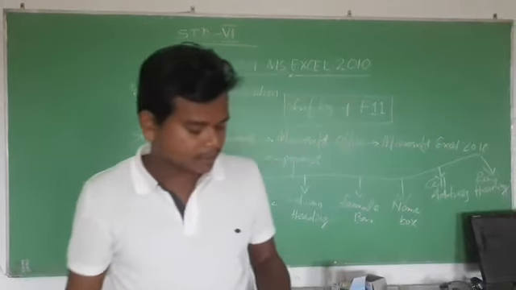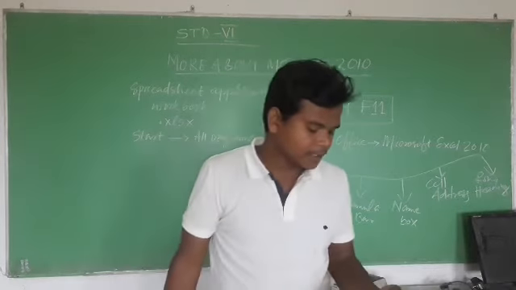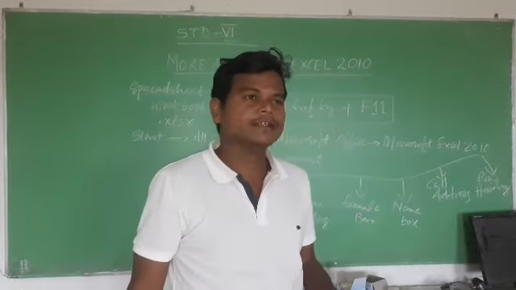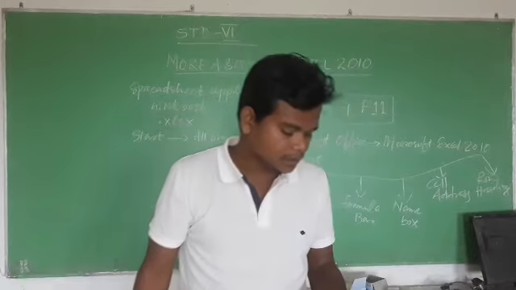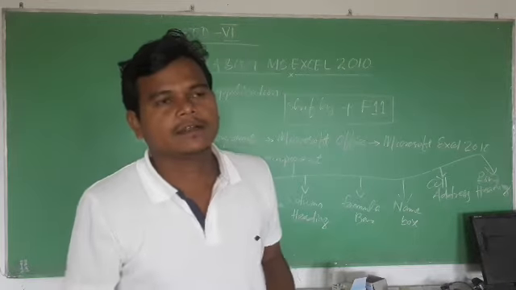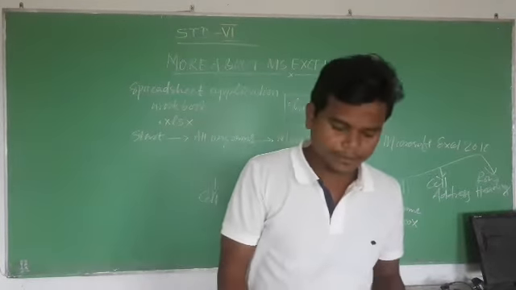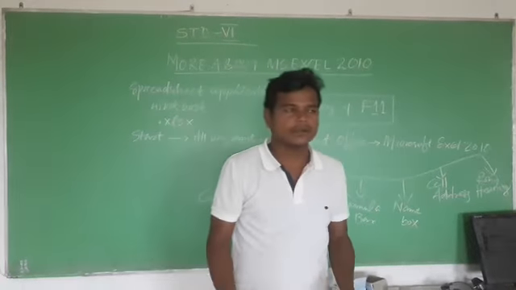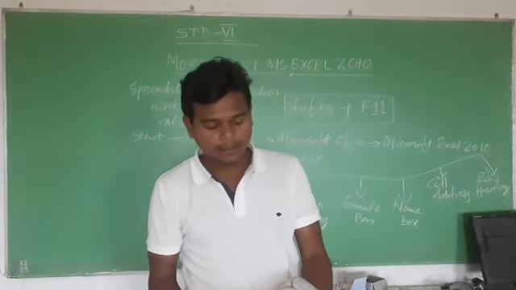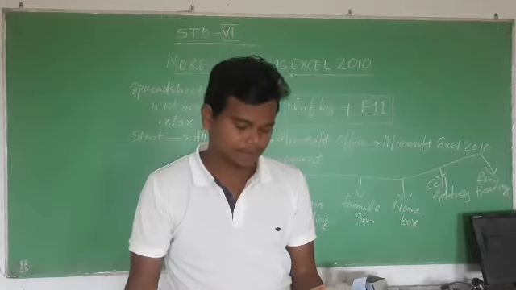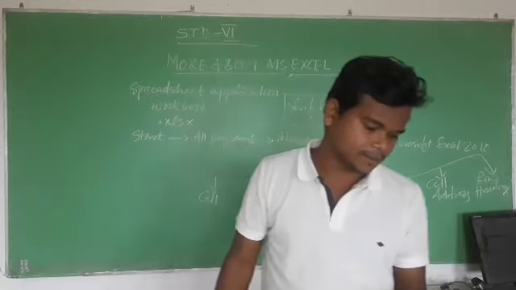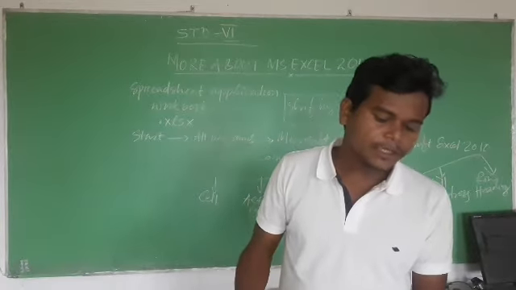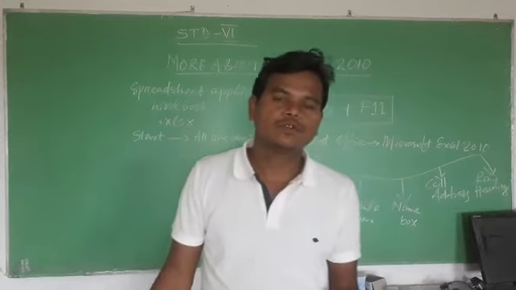Remember, an Excel worksheet has 1,048,576 rows and 16,384 columns where we work. This is how we insert a sheet or worksheet. Now, if we want to delete a worksheet, what will we have to do?